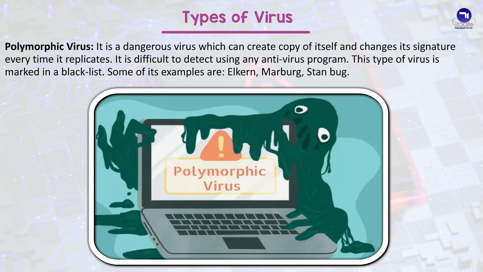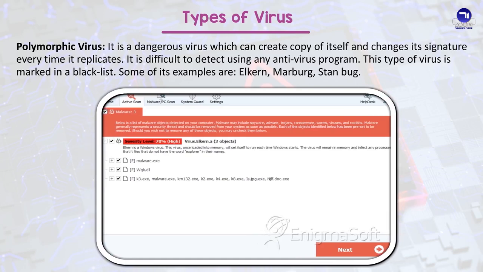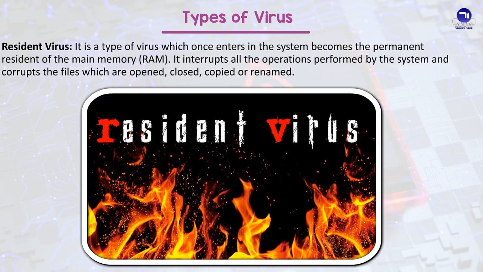Types of virus. Polymorphic virus. It is a dangerous virus which can create a copy of itself and changes its signature every time it replicates. It is difficult to detect using any antivirus program. This type of virus is marked in a blacklist. Some of its examples are Elkern, Marburg, Stanburg.